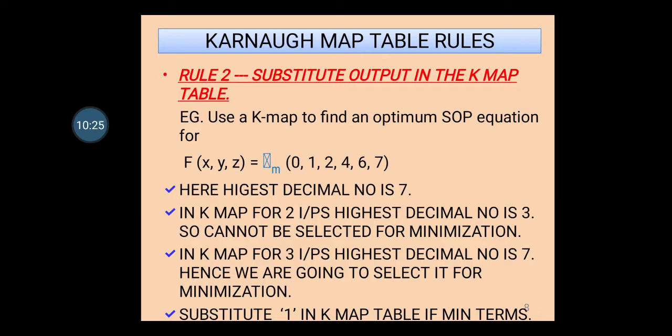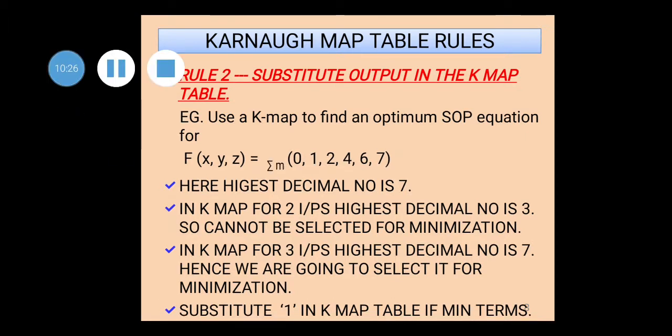Now here you have to understand that. So now the second rule: substitute output in the K-map table. You can consider the given function of x, y, z as shown here. Summation small m is given, and in the brackets we have 0, 1, 2, 4, 6, 7. These are nothing but the outputs. We have already discussed this in chapter 2.